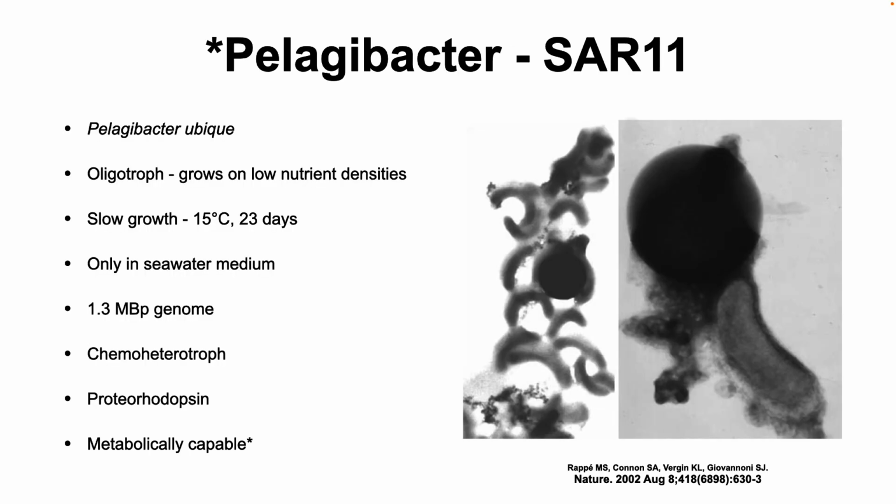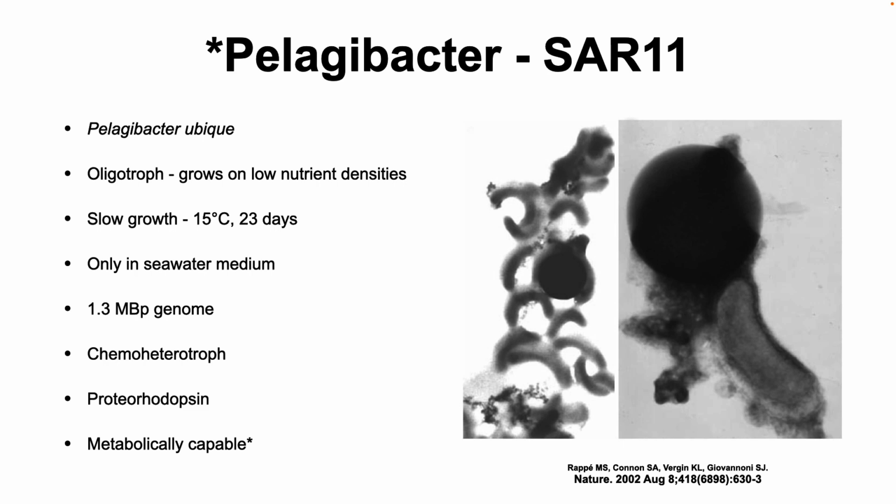A dominant organism in the oceans is Pelagibacter, a proteobacterium. One species has been isolated, Pelagibacter ubique, and it has the properties listed on this slide. It is an oligotroph, and it grows on low nutrient densities. It doesn't like a lot of nutrients in its medium. It grows slowly. At 15 degrees, it took it 23 days to grow to stationary phase.